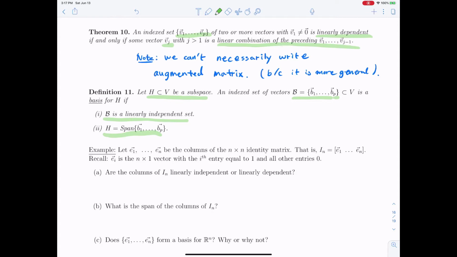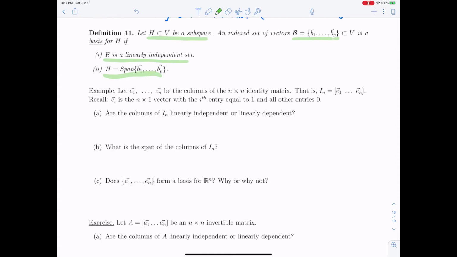So let's see some examples of a basis. Suppose that e_1 through e_n are the columns of the n by n identity matrix, or equivalently, the e_i's are the standard unit vectors in R^n. Then are the columns of I_n linearly independent? Well, they are linearly independent, and this is because I_n is an invertible matrix. And the span of the columns of I_n equals the column space of I_n by definition.